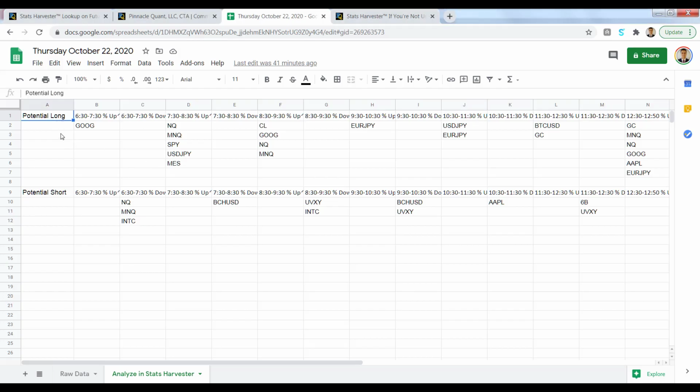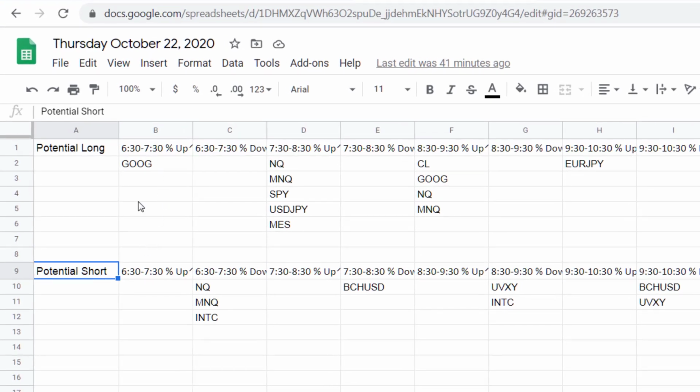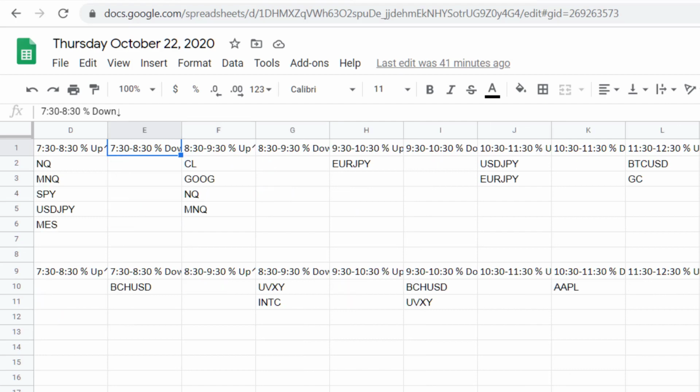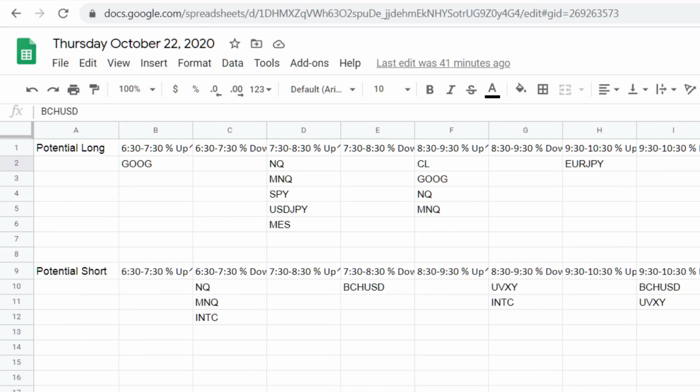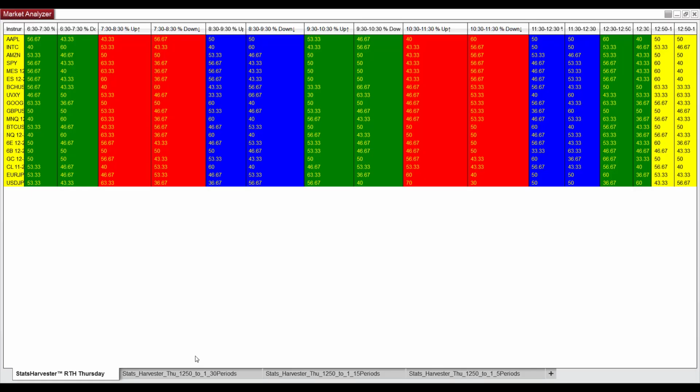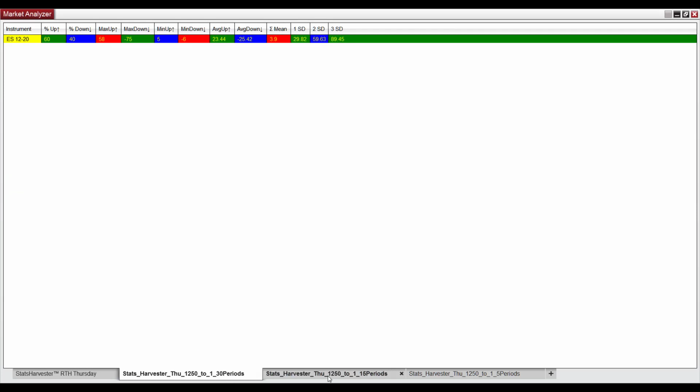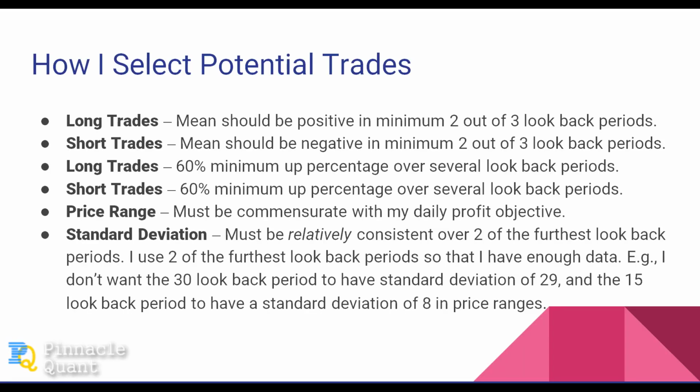On this tab of my Google Sheets, I identified well over 30 potential long and short trades I can make the next day, which still have to go through the filtration of past stats that I mentioned earlier. So that number is likely to get filtered down to 5 or 6 trades from the 30 plus potential trades that I found. Now, before I show you what these other tabs of 30, 15, and 5 look-back periods are, let me briefly relay what I'm looking for.